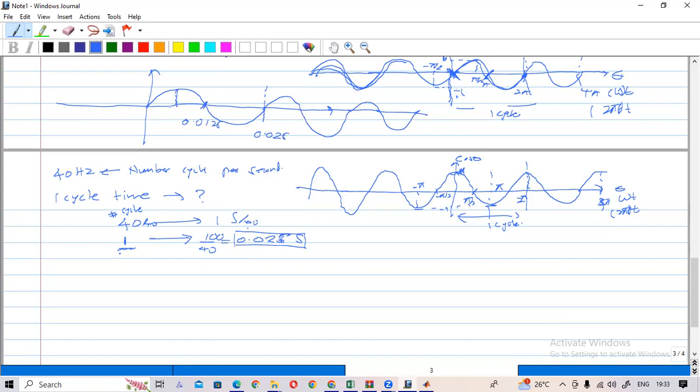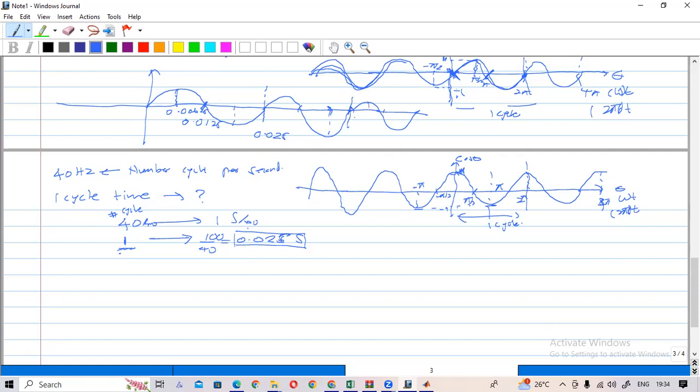This will be a quarter. This is 25, and this point is 5 by 2, so this will be 0.025 divided by 4. So it will be 0.00625 or something. So this time also you can calculate, this time, this time. So you can calculate.